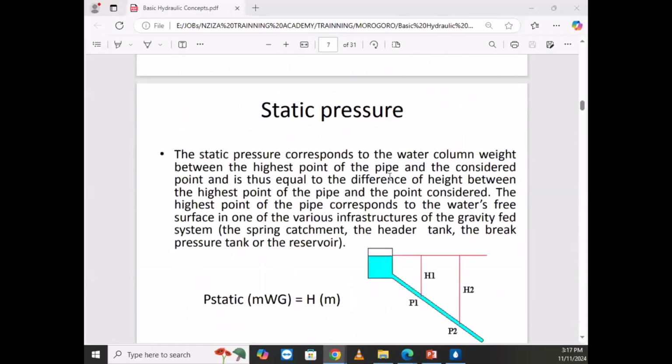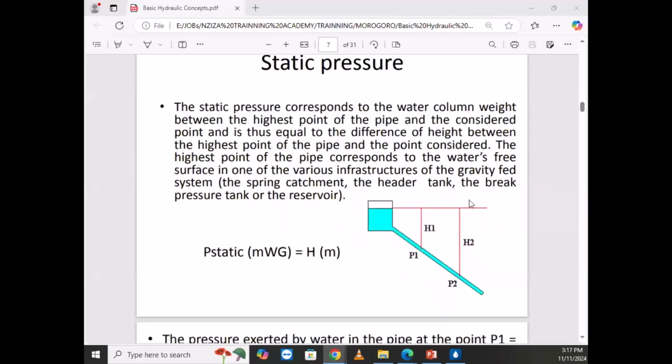The static pressure corresponds to the water column's height between the highest point of the pipe and the considered point, and this is equal to the difference of height between the highest point of the pipe and the point considered. Which means, when I'm taking this tank, considering it to be full, the static height will be from the level of the water to the point where I considered it to be.